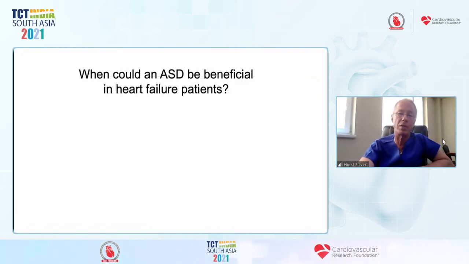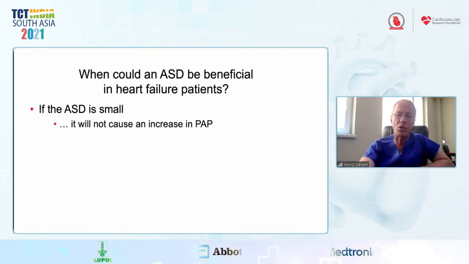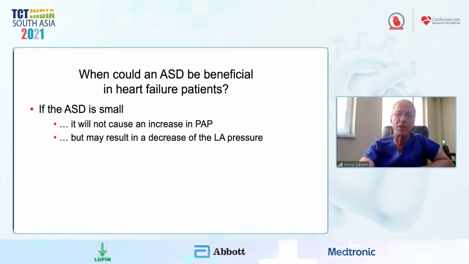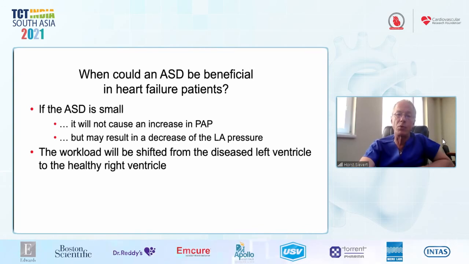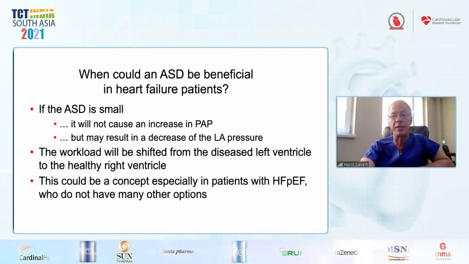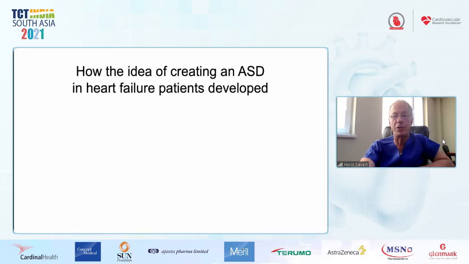So when could an ASD be beneficial in heart failure patients? If the ASD is small, it will not cause an increase in pulmonary artery pressure, but may result in a decrease of the left atrial pressure. Basically, the workload will be shifted from the diseased left ventricle to the healthy right ventricle. And this could be a concept, especially in patients with HFpEF, who do not have many other options.